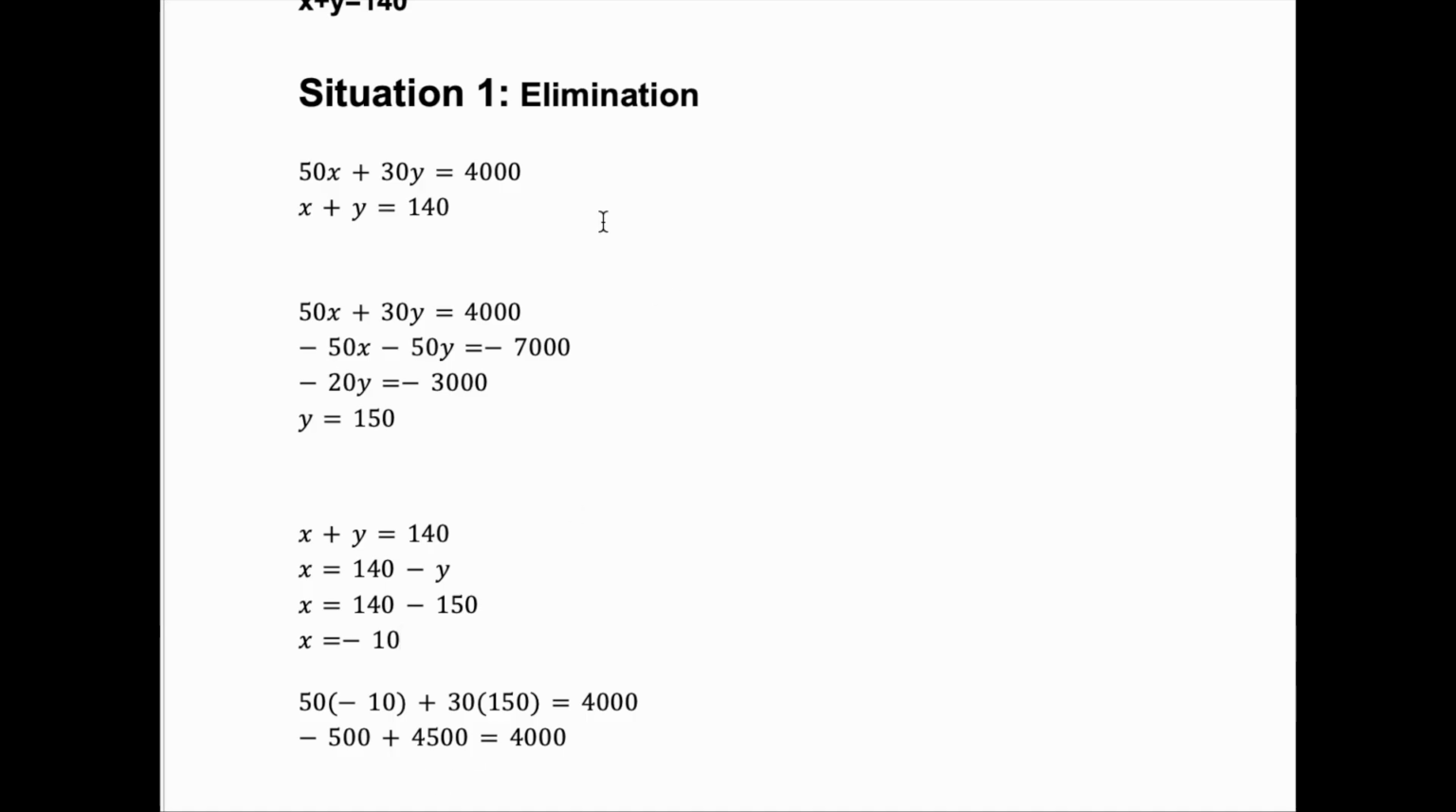Now, to double check, let's insert these values into equation 1. So we get 50 times negative 10 plus 30 times 150 equals 4,000. That will give us negative 500 plus 4,500, which is equal to 4,500 minus 500, which is equal to 4,000, making the solution true. So yeah, that's the elimination method.